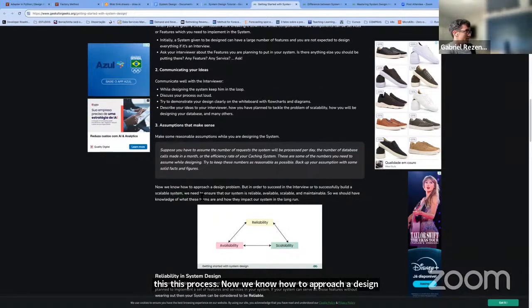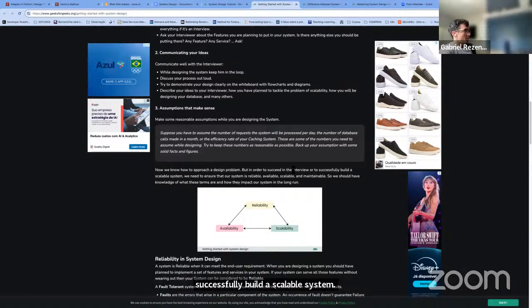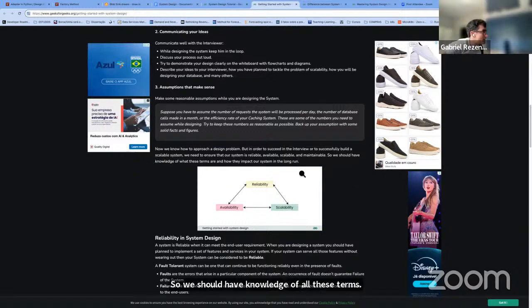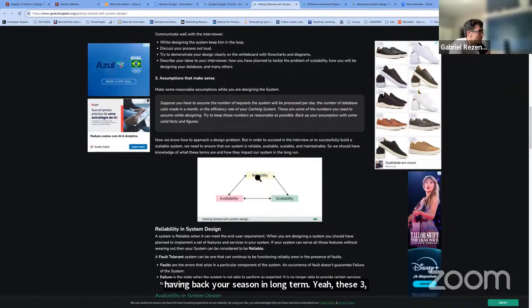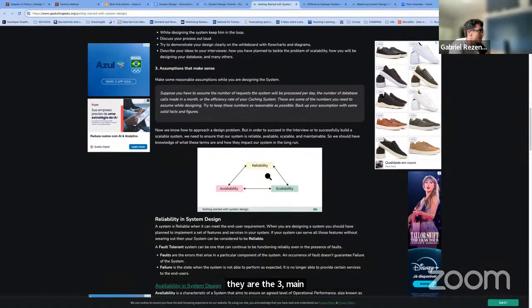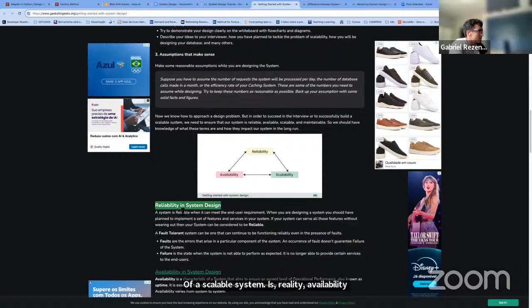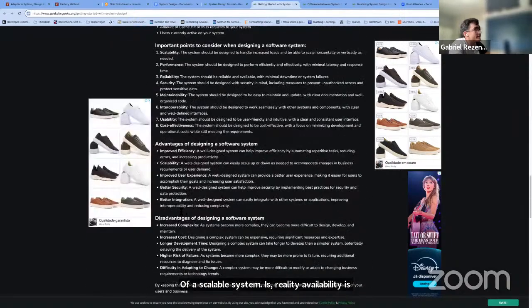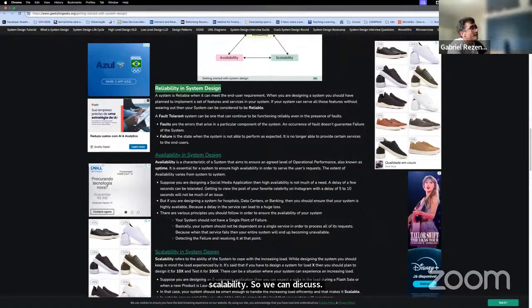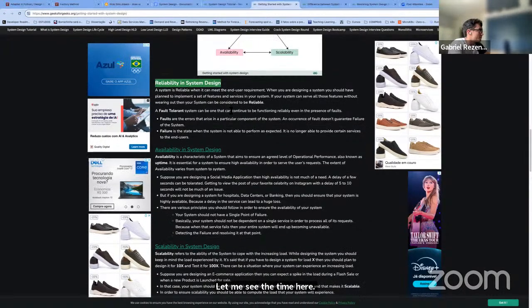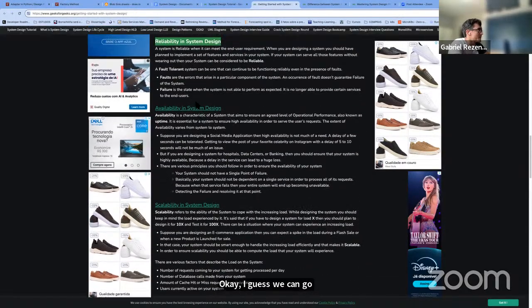Now we know how to approach a design problem, but in order to succeed in an interview or successfully build a scalable system, we need to ensure that our system is reliable, available, scalable, and maintainable. So we should have knowledge of what all these terms are and how they impact your system in the long term. These are the three main points of a scalable system: reliability, availability, scalability. So we can discuss them. Let me see the time here. Okay, I guess we can go through the first one, so yes, we have time.